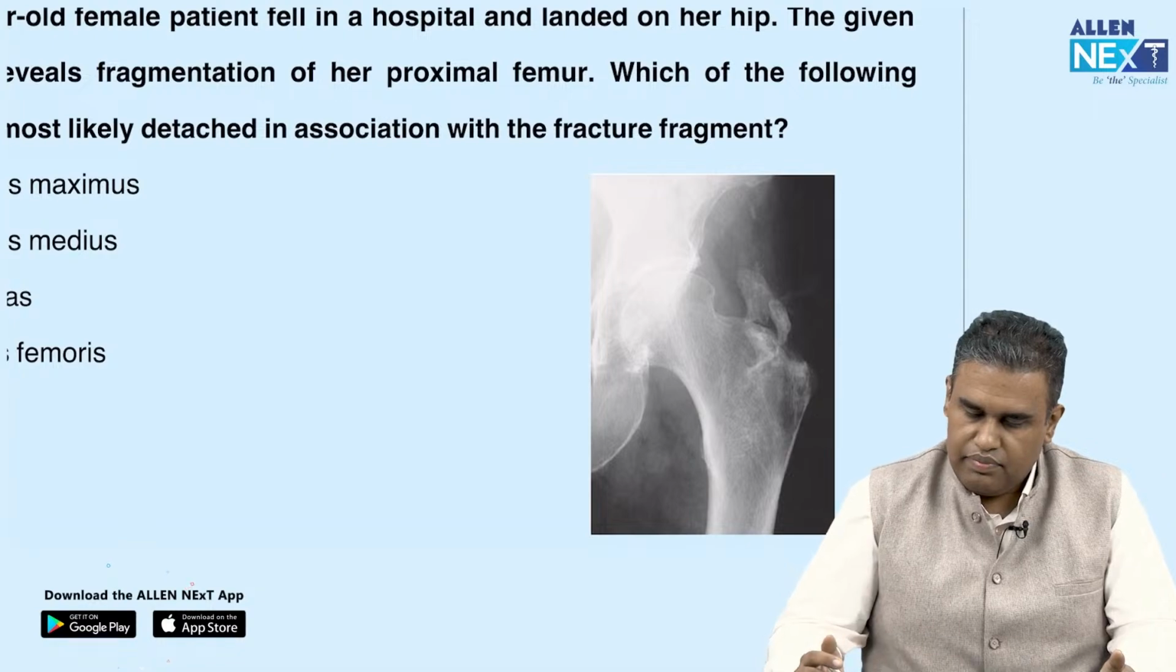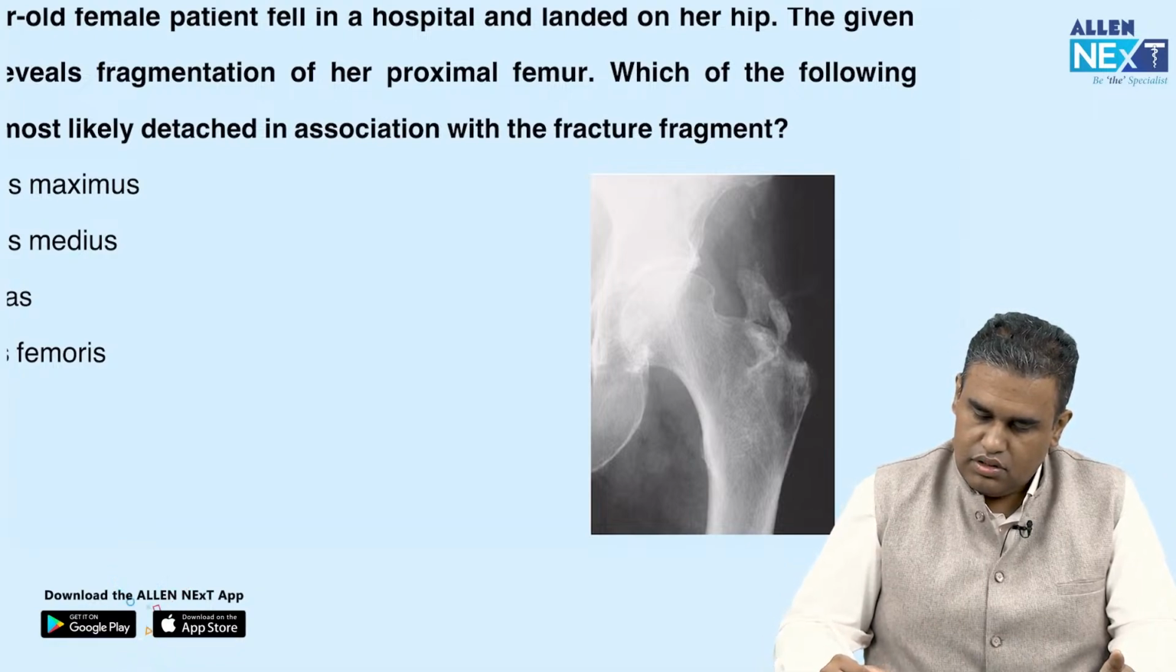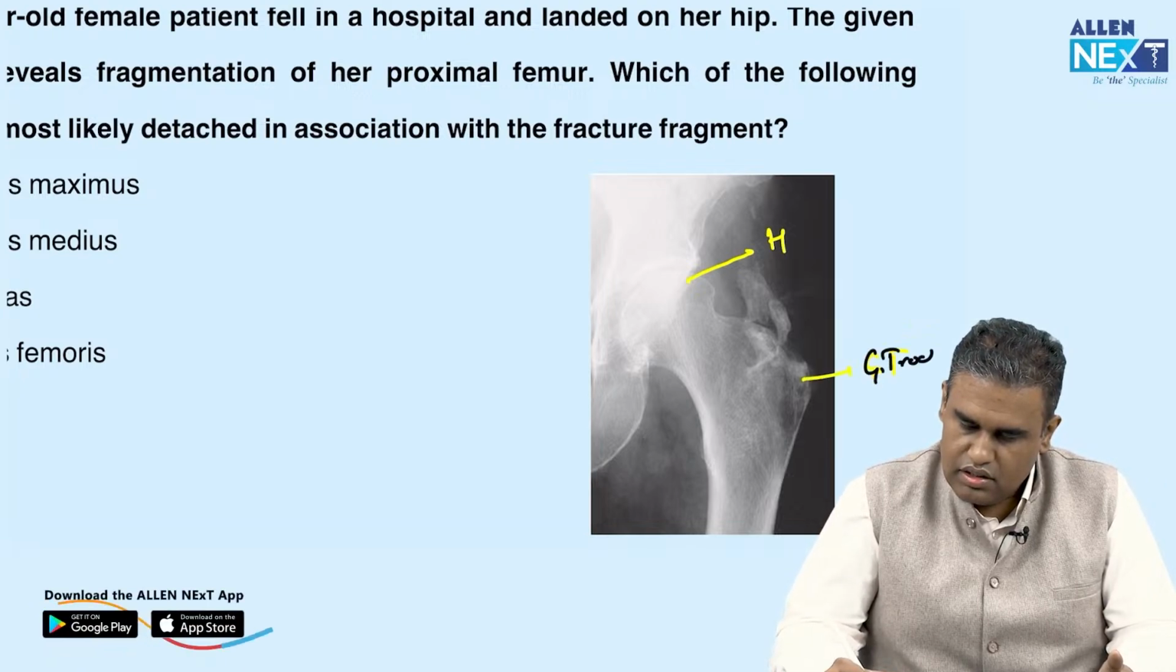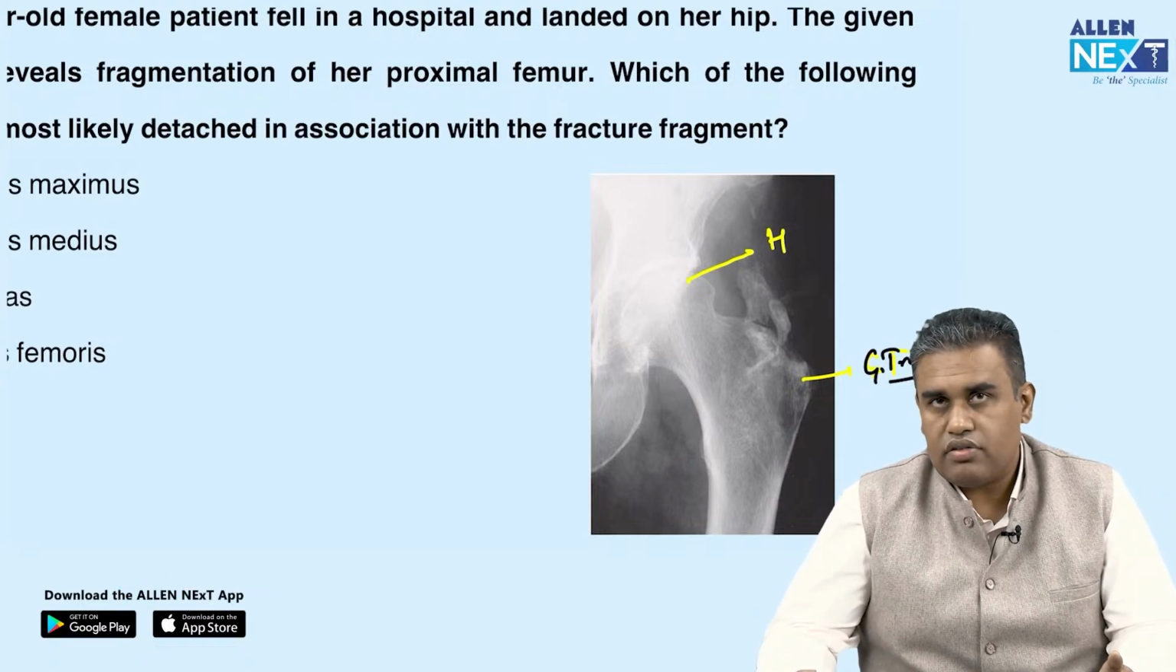Now have a look over here, you can see the femur. This is the head of femur. Then this area is the greater trochanter of femur. That is the greater trochanter of femur over here. That has been shadowed over here.